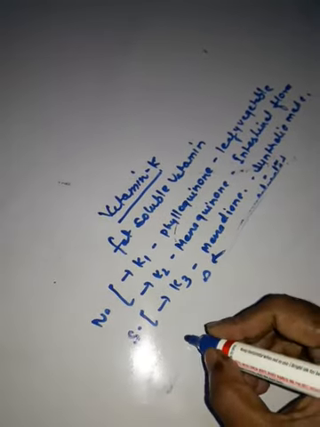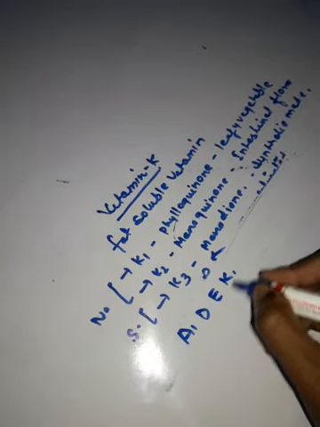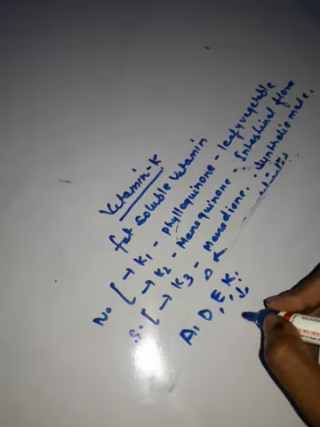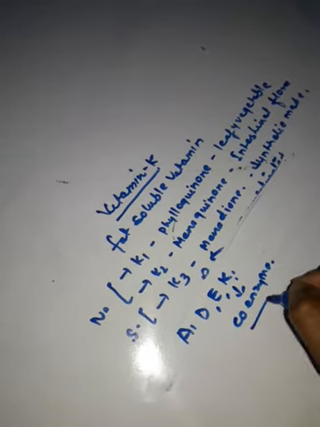So the next point is that if you see fat soluble vitamins, which include vitamin A, D, E, and K. Okay, so K acts as a coenzyme in the fat soluble category. Okay, so it is very important for that.